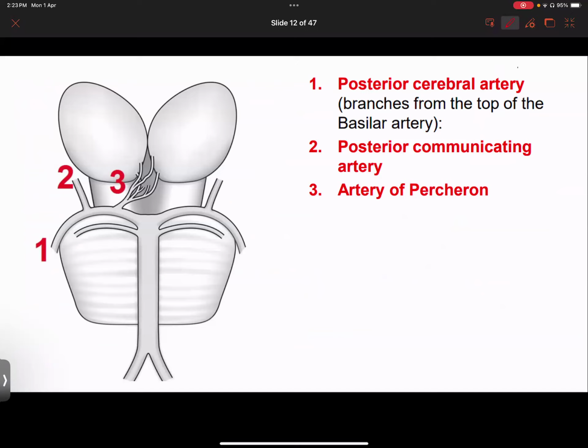Then this is the blood supply for the thalamus. You guys can know this by yourself.